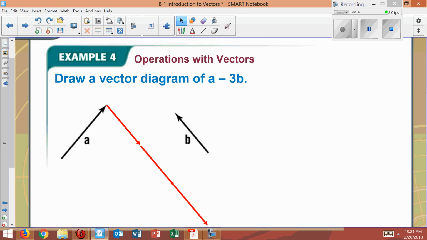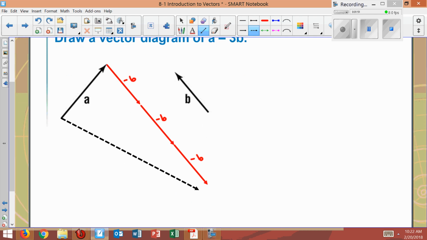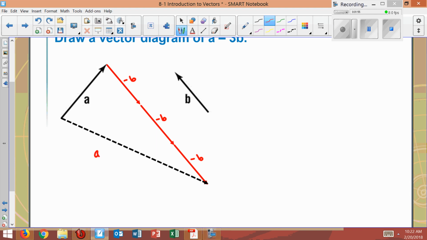So this is negative of b. This is another negative of b. This is another negative of b. So this line right here, from the starting point to the ending point, would be representative of a minus 3b. And so that's how that works.